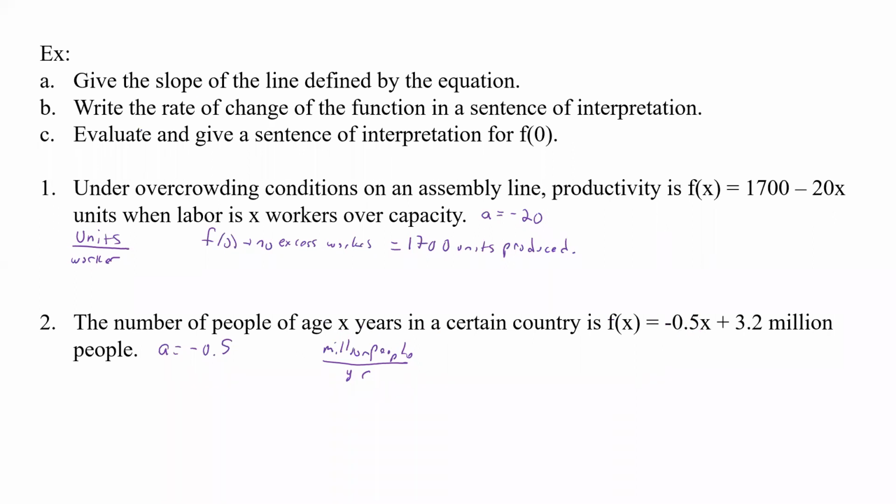Now, what does f of 0 mean? F of 0 is equal to 3.2 million people, because if we plug in 0 here, that goes to nothing. We have 3.2 million people. And if that means we're adding that many people per year, what does that indicate? That means we're going to have 3.2 million people per year born. So there's that many babies per year, and we're going to lose 0.5 million people per year who actually die.